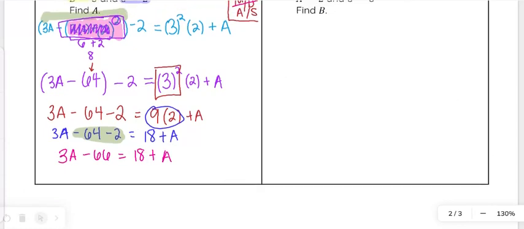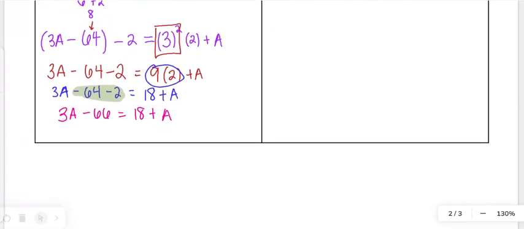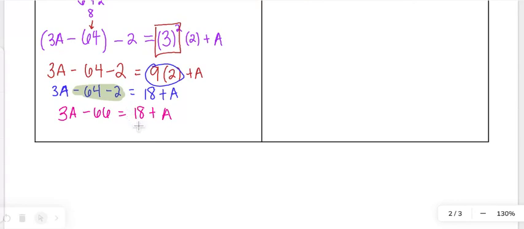Now we've done all of the order of operations, and so now we just use inverse operations, almost like we're working the opposite direction in order of operations. I always suggest getting your variables together on one side first. So that would mean subtracting a or subtracting 3a. I'm going to subtract a so that I can move it to the other side, and get 2a minus 66 equals 18.